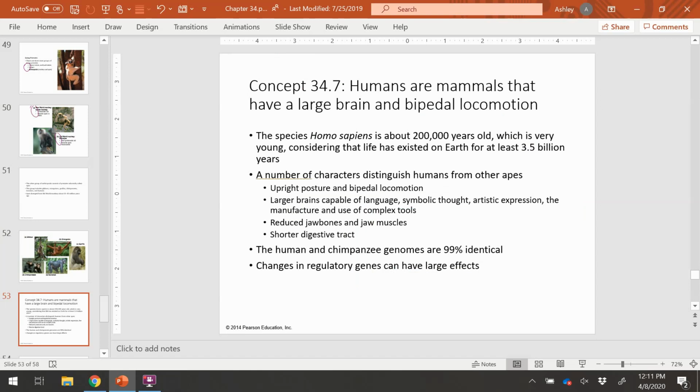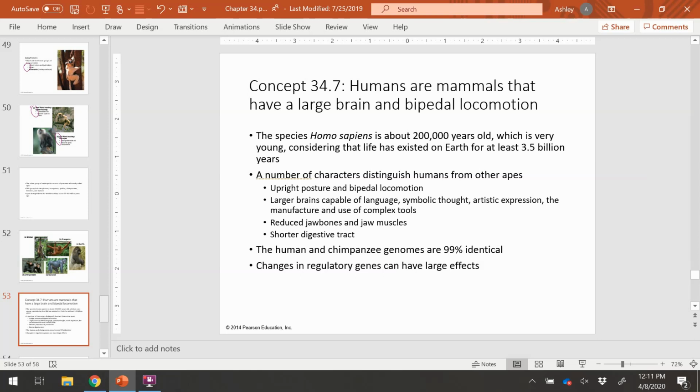And so that's where we come to now. Humans are mammals that have a large brain and bipedal locomotion. And so the species Homo sapien is about 200,000 years old, which is young considering life on Earth is as old as 3.5 billion years. But there are a lot of characters that distinguish humans from other apes.